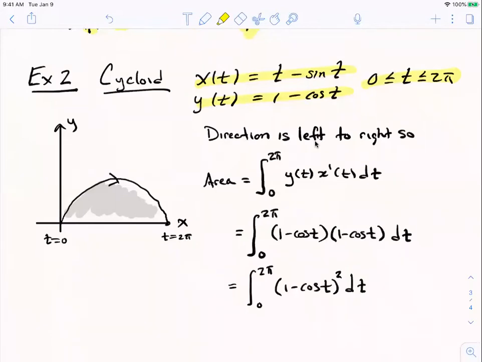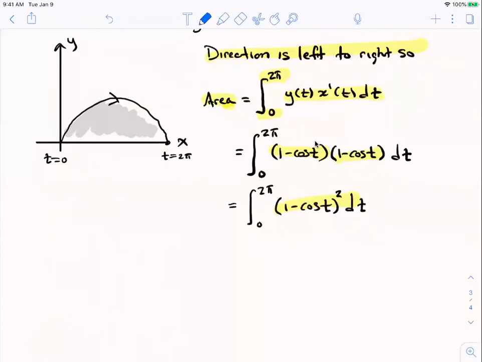Okay, so this curve is parametrized in such a way that its direction is left to right. So the area is just going to be the integral over the parameter space in that order, 0 to 2 pi. If the curve were swept out from right to left, I would have just switched those limits of integration. That's it. And then I've got to plug in the pieces. Well, y of t is 1 minus cos t, so I put that here. x of t is t minus sine t, so its derivative would be 1 minus cosine t, and those are the same, so this is the function that we need to integrate, and then we'll finish this thing out by writing it out as we go.